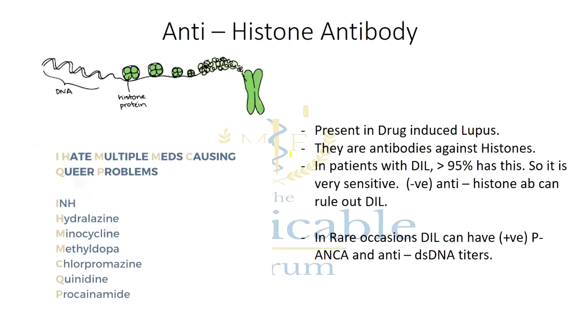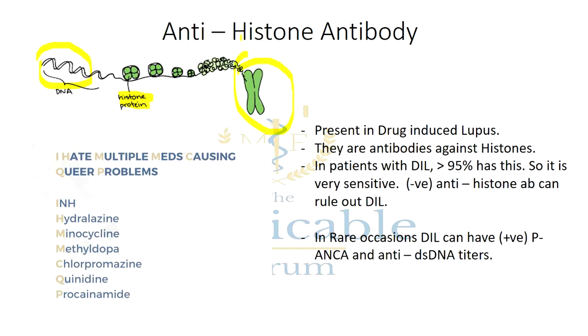Now let's talk about antihistone antibodies. What's a histone first of all? You see here, this is your double-stranded DNA which eventually binds together and cuddles around a histone protein. These histone proteins all clump together to form the classical structure of heterochromatin. So you need histones to keep your chromosomes intact.